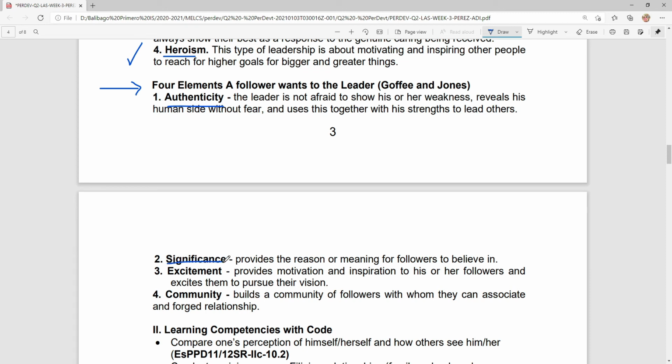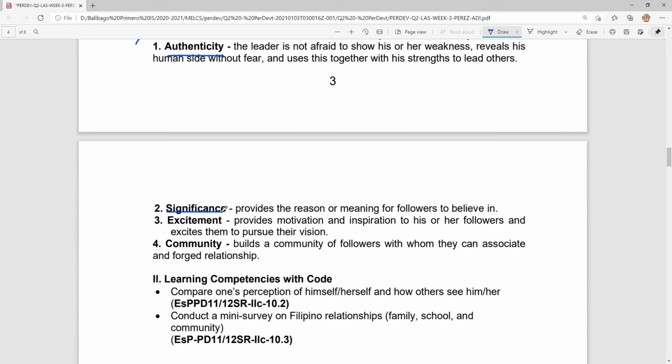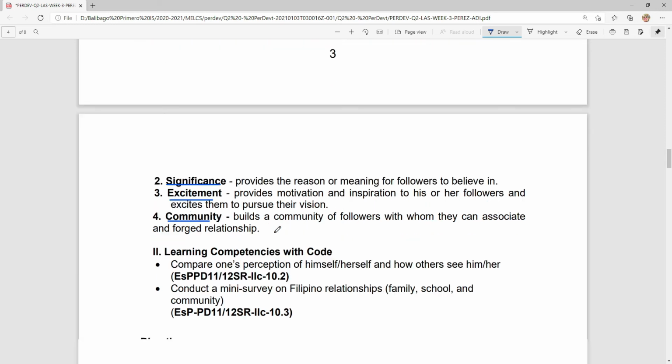Number 2, significance. Provides the reason or meaning for followers to believe in. If you are a leader, you must know what you are saying because every word that you say, they will believe in. So significance is very important. Number 3, excitement. Provides motivation and inspiration to his or her followers and excites them to pursue their vision. Okay? Providing motivation, inspiration, and encouragement. Number 4, community. Builds a community of followers with whom they can associate and forge relationships. Build relationships. Okay, and that's it.